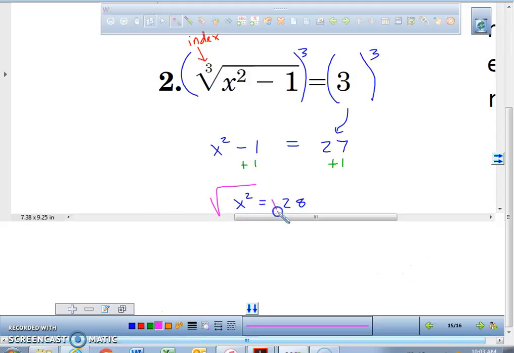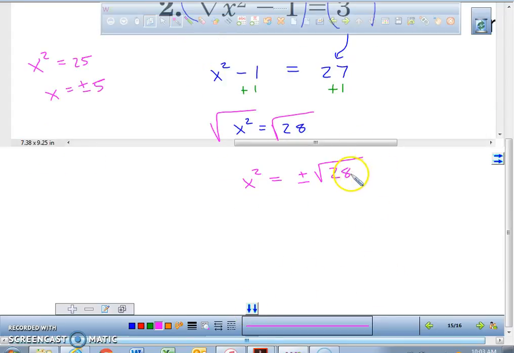Now you have to take the square root of both sides, but whenever you have an equation like x squared equals 25, x is technically equal to plus or minus 5. So x will equal plus or minus the square root of 28. But this is not simplified, so we have to break down the 28 that's inside of the radical.